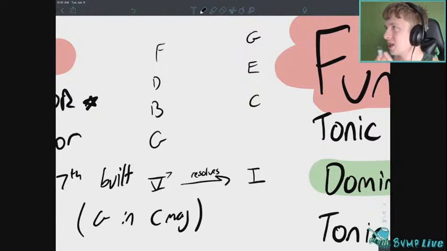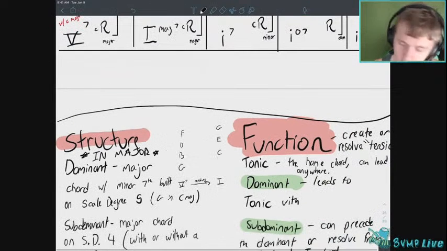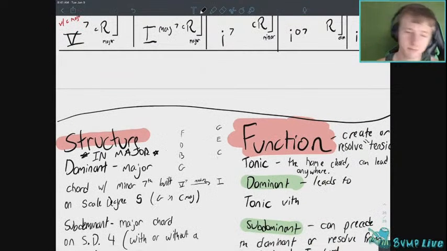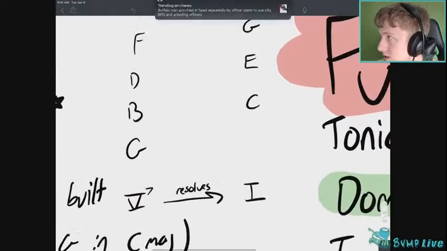Anyways, we're talking about chords and their functions and their structures. And the fact that chords can have functions and also have structures, and they're independent but also related concepts.